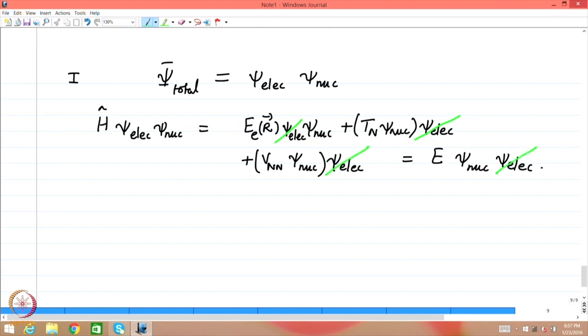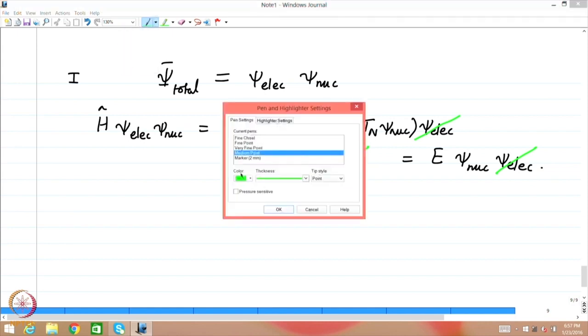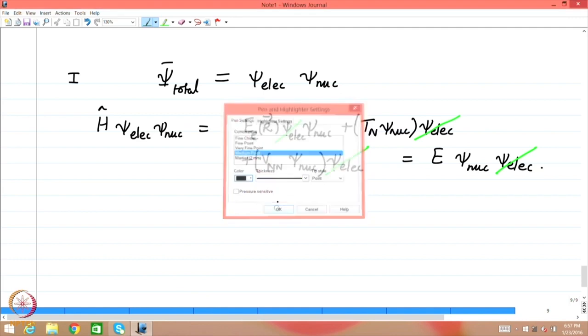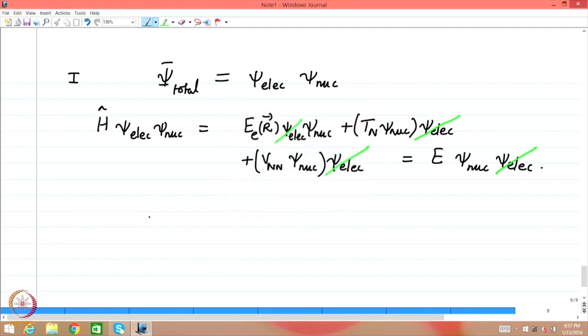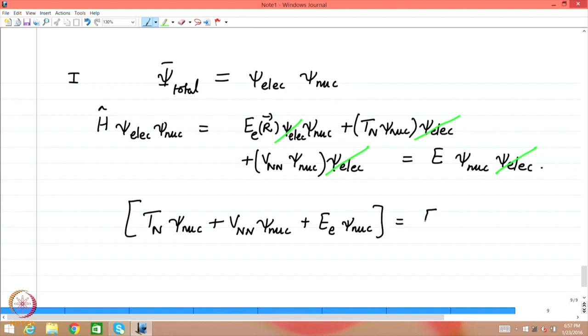And what you get is, of course, the nuclear Hamiltonian: Tn psi nuclear plus Vnn psi nuclear plus Ee psi nuclear is equal to the total energy E times psi nuclear. Okay. This is spectroscopy.